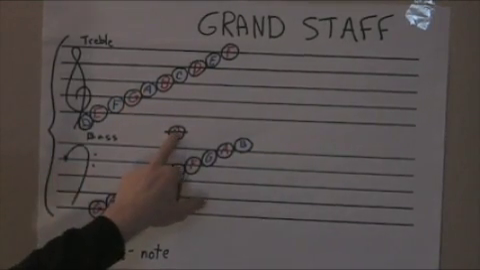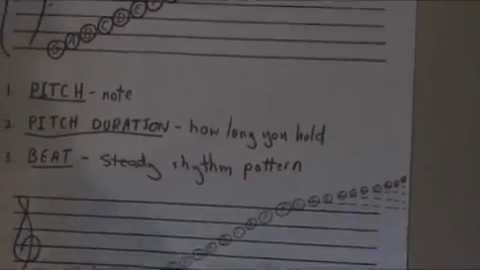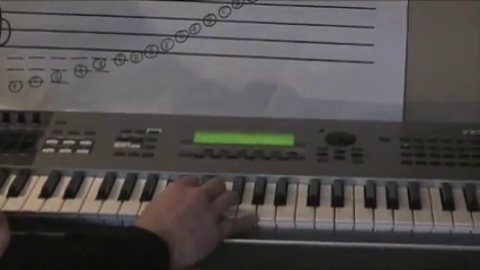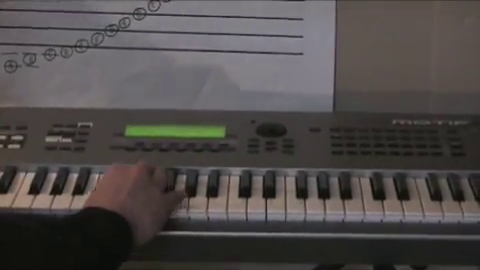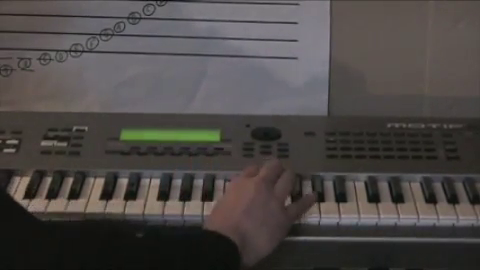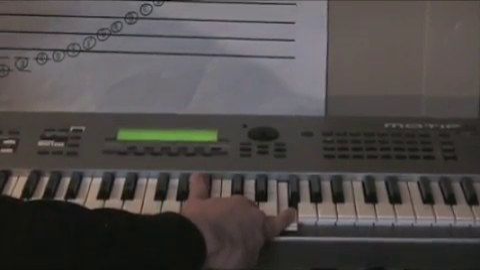If you look here, here's middle C on the piano, and the treble clef. The treble clef is where I'm reading the notes going to the right of middle C. So if I go up, I've gone up and played all the notes in the treble clef.